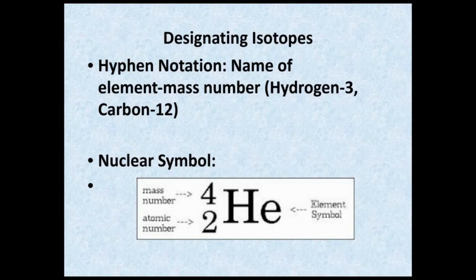Now there's a couple ways to designate isotopes or symbolize them. We have the hyphen notation, which is going to have that element's name, the full name, and then a dash with the mass number. So hydrogen 3 or carbon 12. We can also have what's called the nuclear symbol, where you're going to have the symbol for that element, and then the number on top will be the mass, and the number on the bottom will be the atomic number.